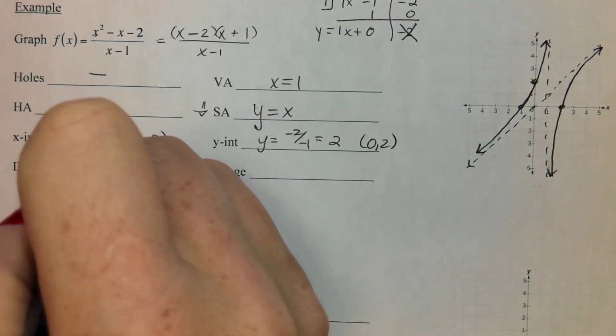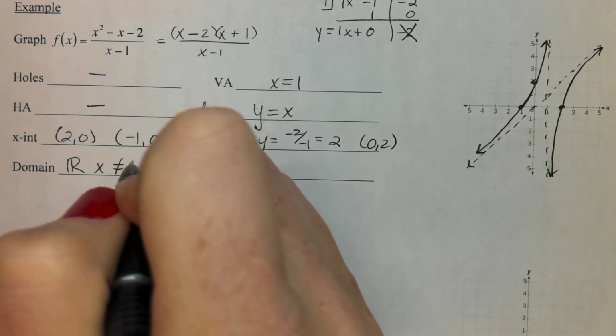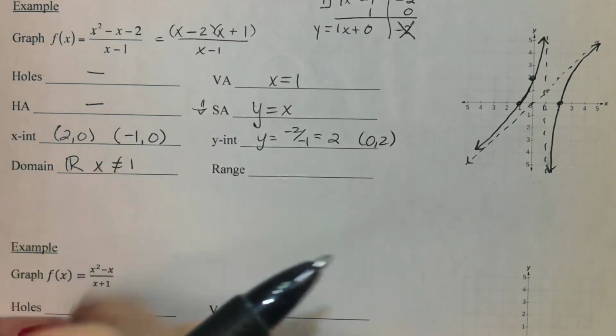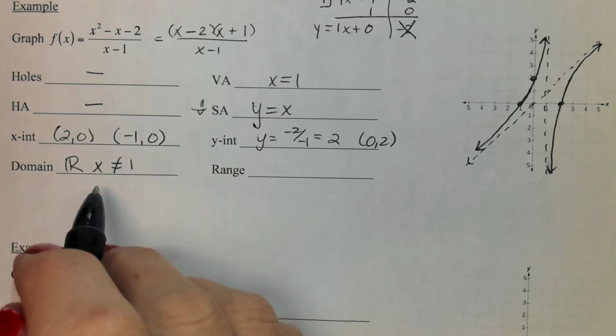Domain, again, this one will be the easy one to figure out. X cannot be just the vertical asymptote. You didn't have any holes, so you don't have to worry about that.